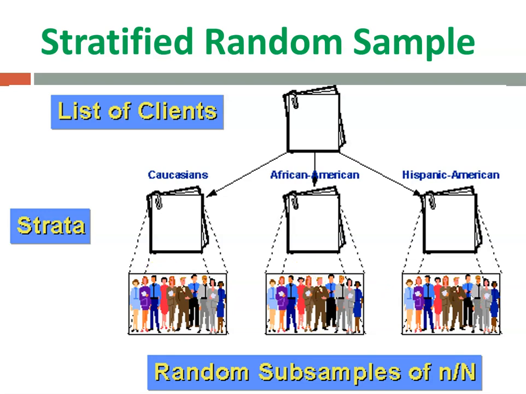Another way to do it is to do it proportionally. If you have a much larger group, let's say in this example there were more Caucasians than African Americans, then proportionally you would pick more Caucasians than African Americans. That way, even though the number in one group is bigger than the other, the sample is proportional to how many are in each of those groups. There's no one right or wrong way. Either way is fine.